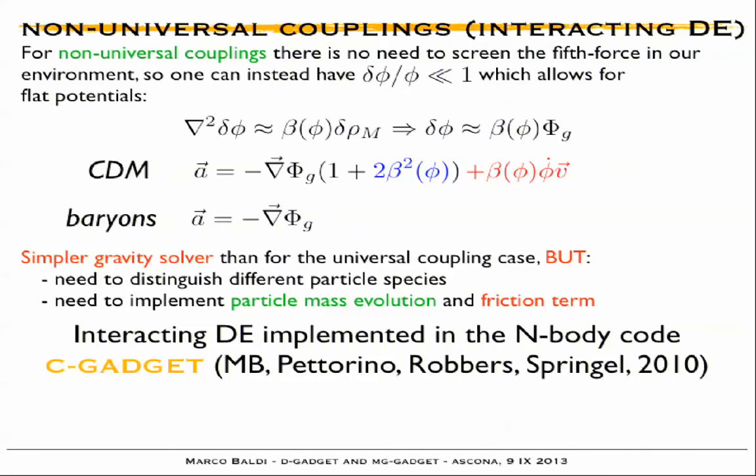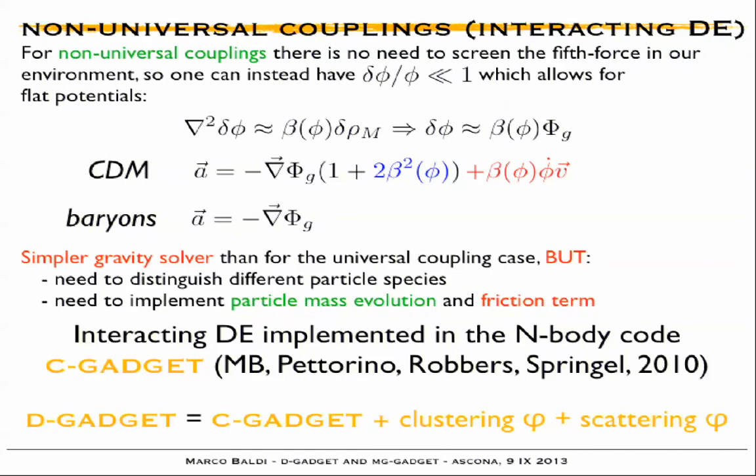So this has been implemented a few years ago by myself and collaborators in Gadget in a module that was called C-GADGET. And the D-Gadget code that I was mentioning before is simply trying to put together this C-GADGET module with the clustering dark energy part and with also scattering dark energy that I was mentioning before. However, these two are still under development. Actually, when I subscribed to this conference, I thought I would be done with this, but unfortunately, I'm a bit late on the schedule. So in the end, what I will discuss today in terms of performance is mainly C-GADGET.